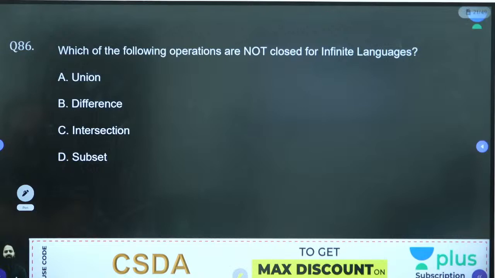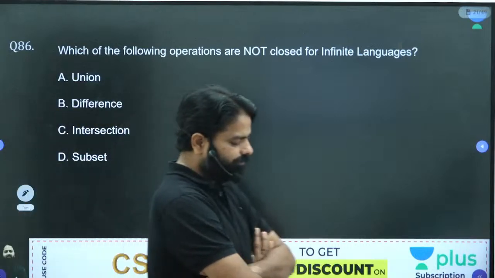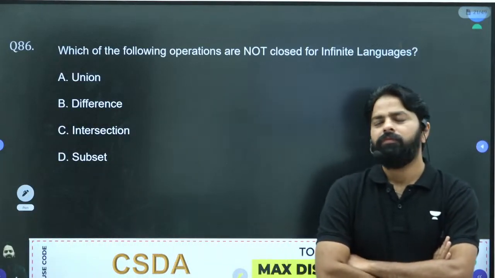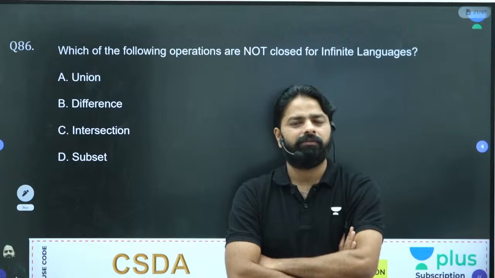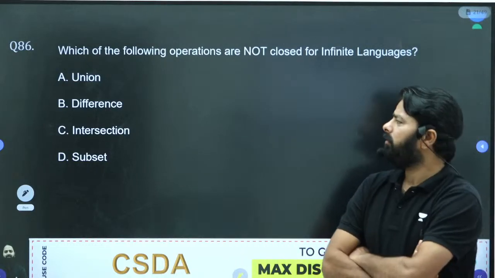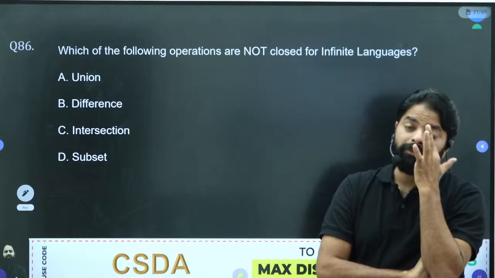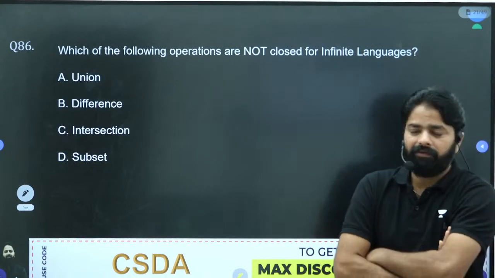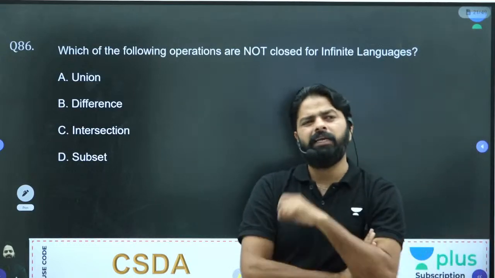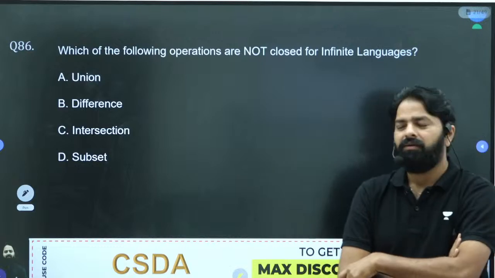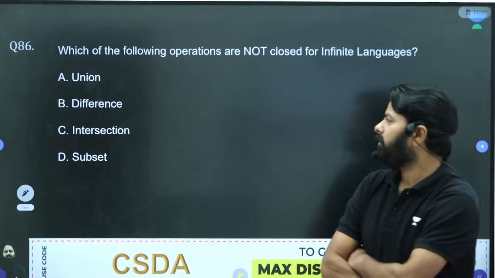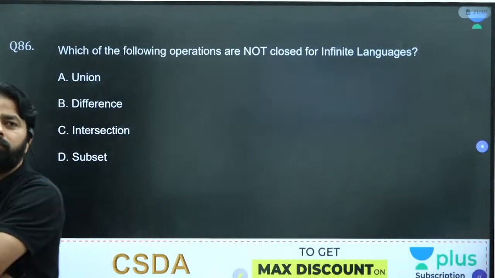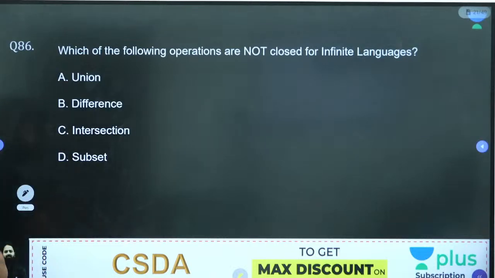Which of the following operations are not closed for infinite languages? What do you mean by not closed? When you take infinite languages, at least one time the result will not be infinite, meaning you should get a finite language. Is there any possibility of a finite language when you take infinite union infinite? Never. Identify which are not closed: union, intersection, difference, subset?